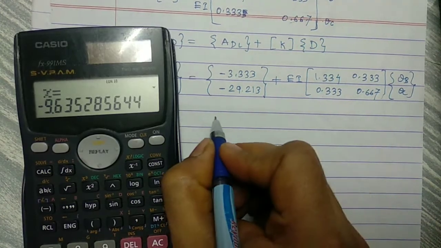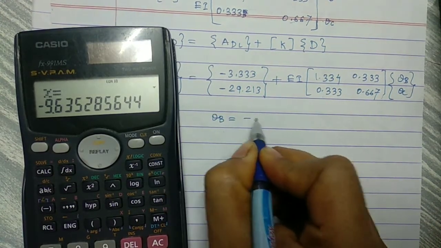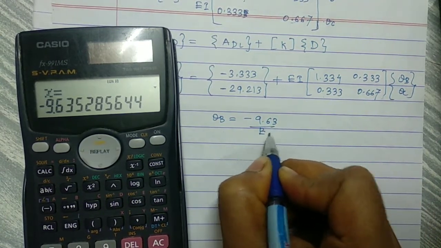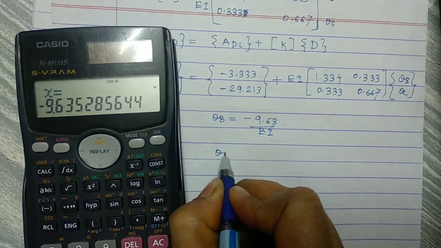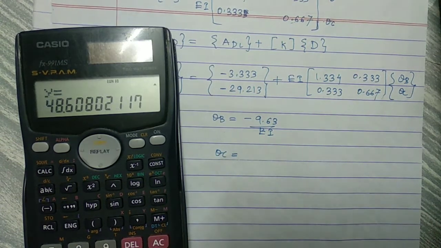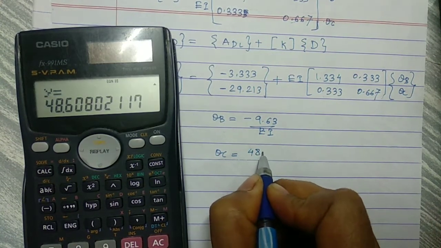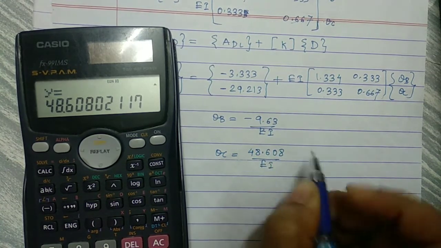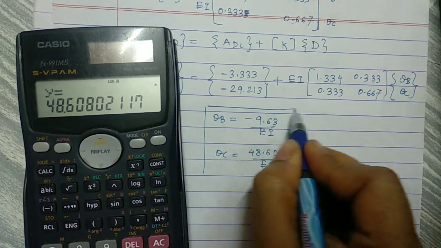Theta B equal to minus 9.63 upon EI and theta C equal to 48.608 upon EI. Okay, so these are the answers for the unknowns.